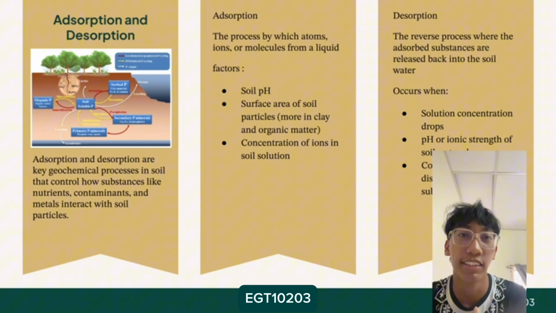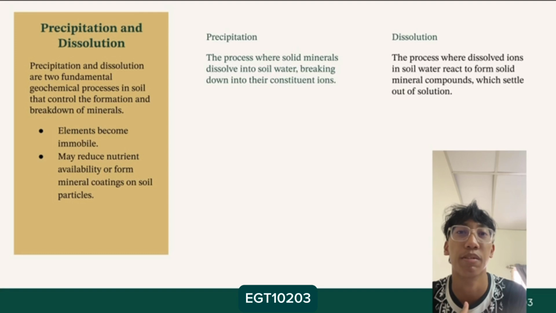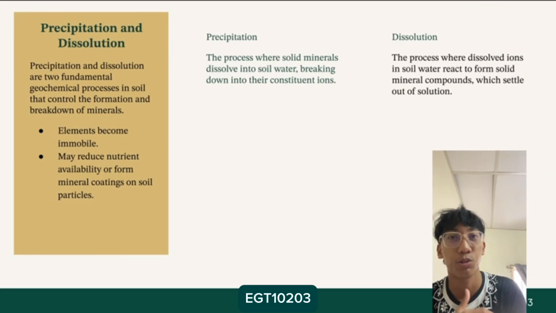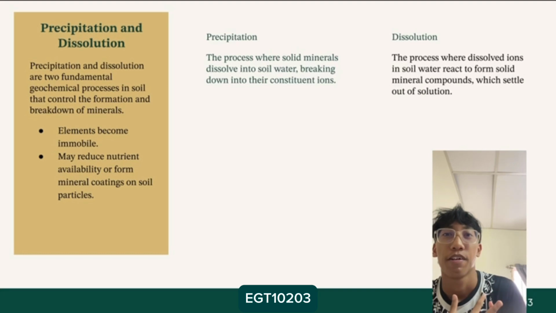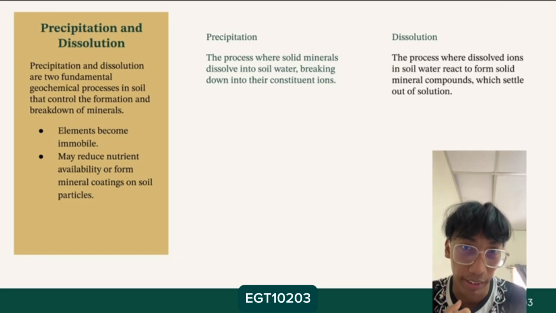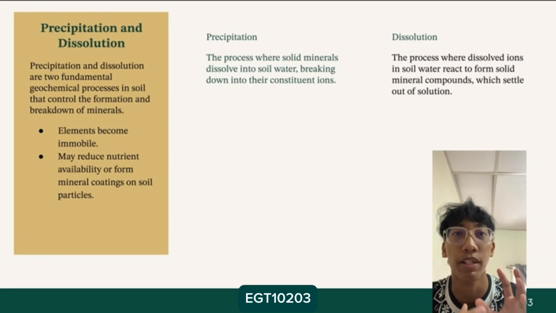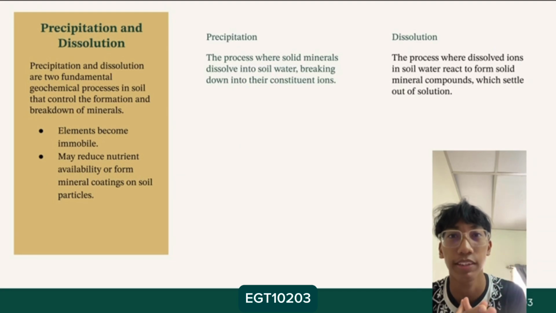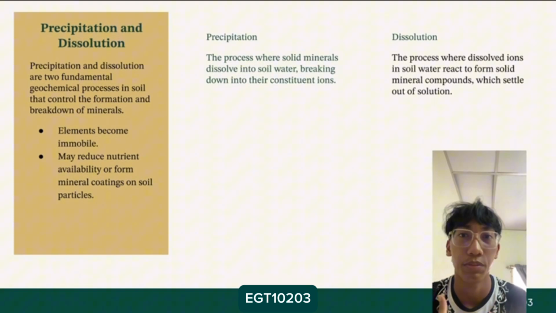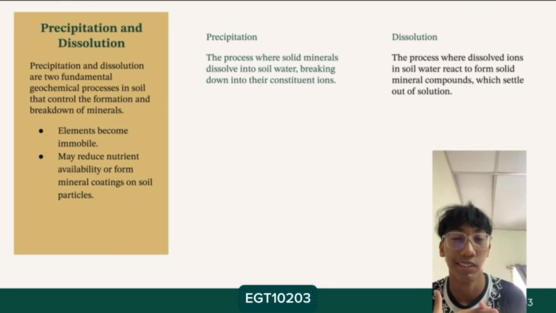Okay, in the next slide I will explain about precipitation and dissolution. Precipitation and dissolution are two fundamental geochemical processes in soil that control the formation and breakdown of minerals. When elements become immobile, this may reduce nutrient availability or form mineral coatings on soil particles.